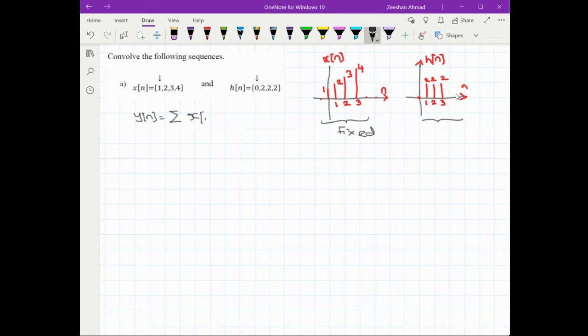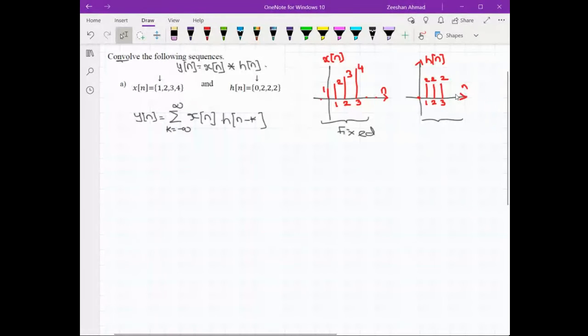So it means I will say that this is x of n, and the other one I will flip and shift, n minus k here, and k is equal to minus infinity to infinity. Again, it will not actually be minus infinity to infinity, it will have some specific values. This is the general form. One more thing I forgot: the question says to convolve the following signals. So basically, I want to find y of n equal to x of n convolved with h of n, which is equal to this formula.